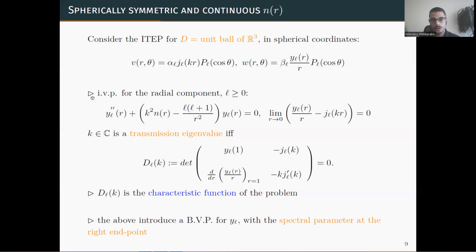So if we look at it all together, we have introduced a boundary value problem for YL because we have one condition at one edge and the second condition at the right edge, because here the value of the radius is 1. This equation is at the right endpoint of the boundary. And the spectral parameter K for this problem appears in the right boundary condition from this determinant.